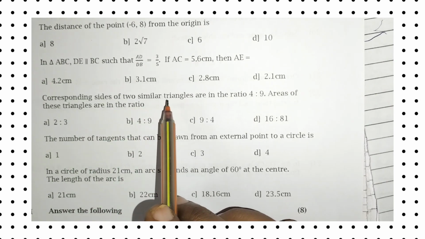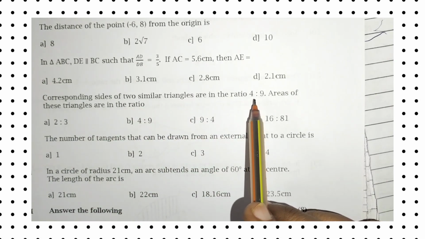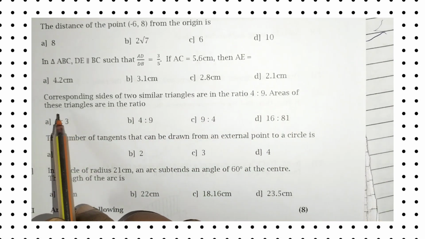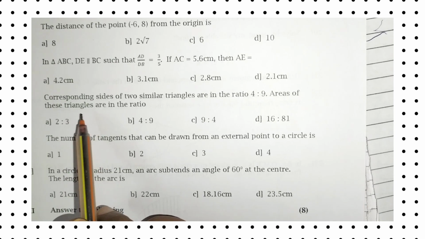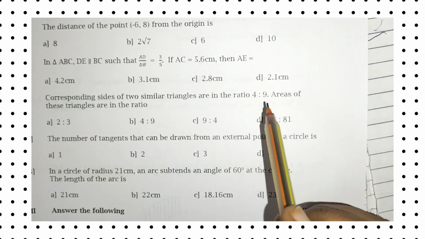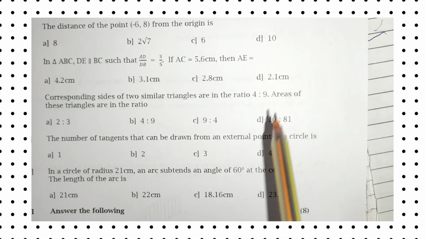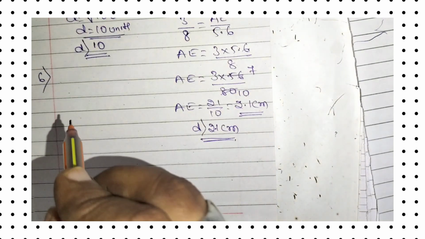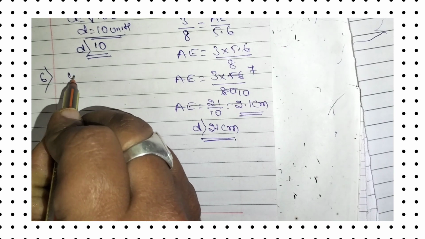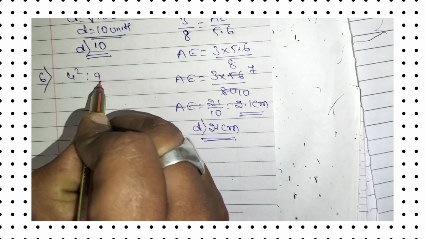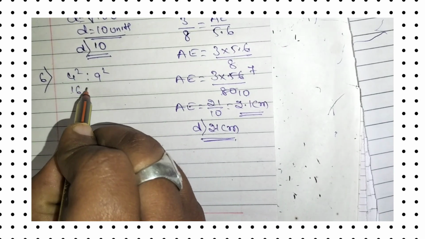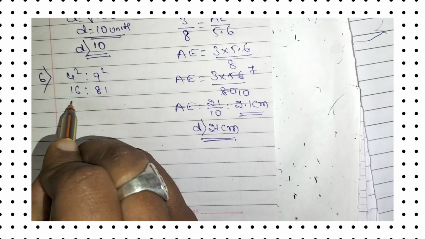Corresponding sides of two similar triangles are in the ratio 4:9. Areas of these triangles are in the ratio. So sides are given for similar triangles, and we need the area ratio. So whatever ratio is given, we have to square it. 4 square is to 9 square. 4 square is 16, 9 square is 81.